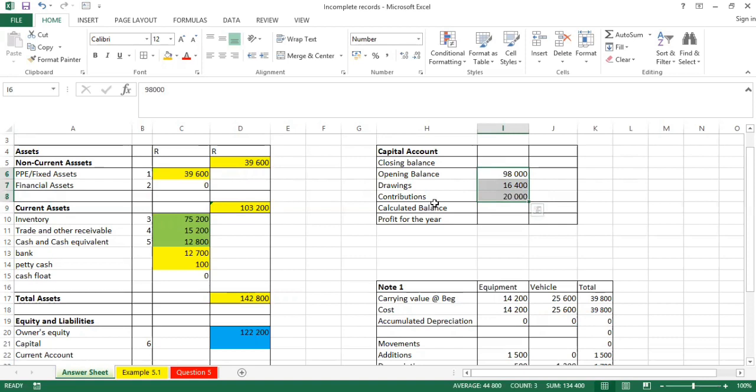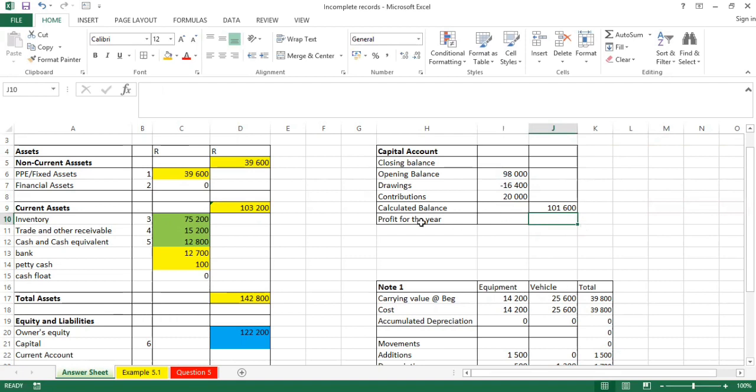Our calculated balance. We use our opening balance minus drawing. So drawing is supposed to be a negative amount. It's supposed to be in brackets. And then we use all this to get the calculated balance. So let's do that quickly. So we're saying is equal to sum, and then we highlight and close bracket, enter. So there's 98,000 minus the 16,400 plus the 20,000 to get what? Our 101,600.